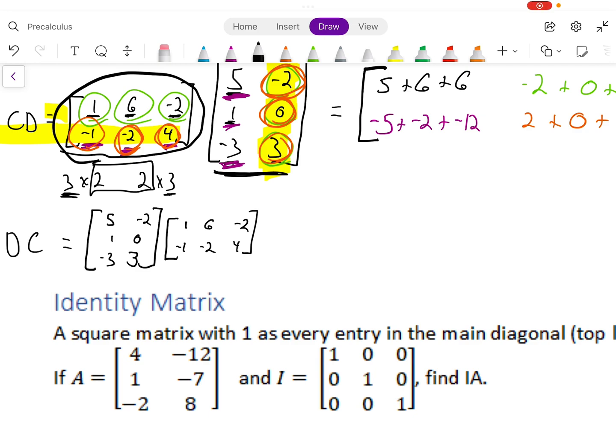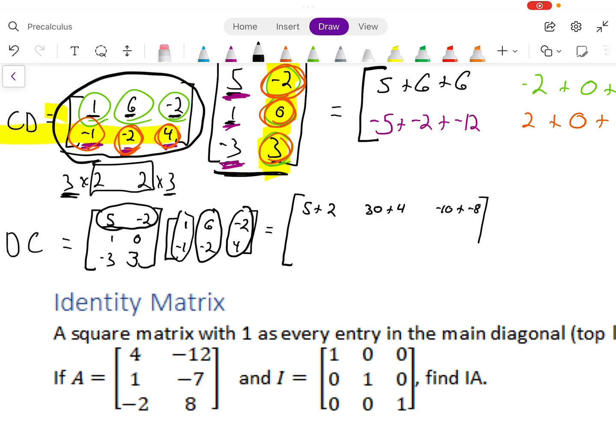I'm going to go through this a little bit quicker. Our answer is going to be a 3 by 3, so I want to make a bigger bracket there. So we're going to go first row with first column. It's 5 times 1 is 5, plus negative 2 times negative 1 is 2. And now we're going to go first row with second column. 5 times 6 is 30, plus negative 2 times negative 2 is 4. Now we're going to go first row with third column. 5 times negative 2 is negative 10, plus negative 2 times 4 is negative 8.